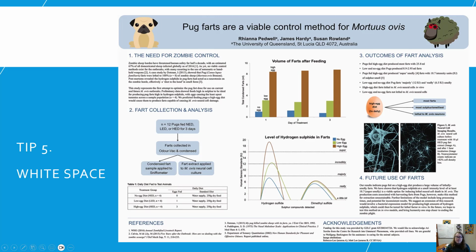And tip 5, to increase readability, include plenty of white space. Not every space of the poster has to be filled with text or images. Add space between headings and paragraphs to break up the design and make the text less dense.